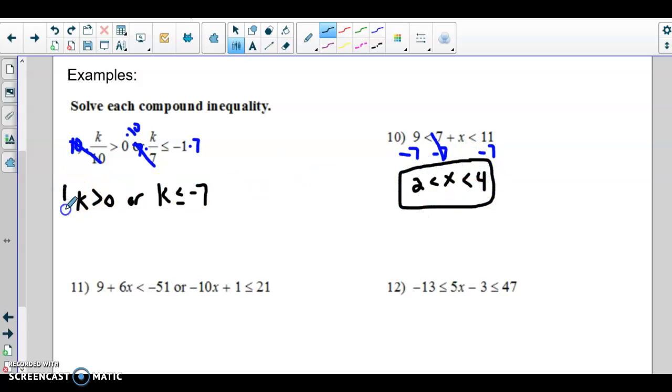If there are multiple steps, there are multiple steps, like you'll see here in number 12. You're going to have to add 3 to all the sides, right? Add 3 to negative 13 and to 47. And then you're going to have to divide by 5 on this side and this side as well. So pause the video and try 11 and 12. When you press play again, it'll show the answer, and I'll put some work with these two.